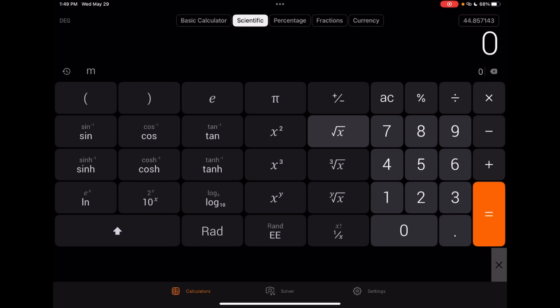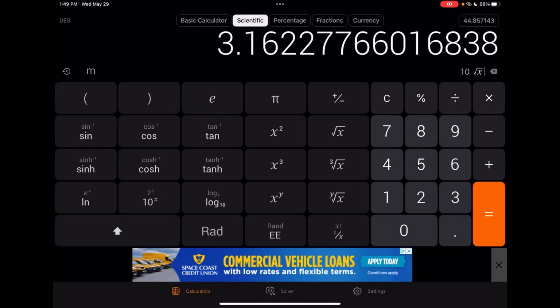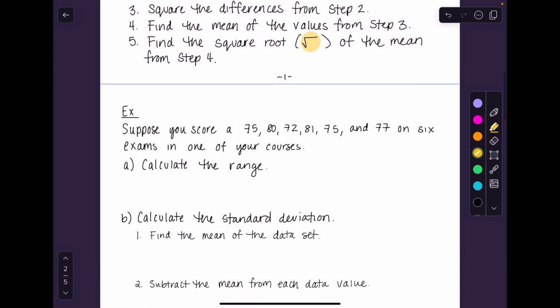So in this case, if I added all of my differences together and divided by the number of values and it turned out to be 10, on my calculator I would do 10 and then I would press this button. And so my standard deviation would be about 3.2, okay? So let's try an example together.